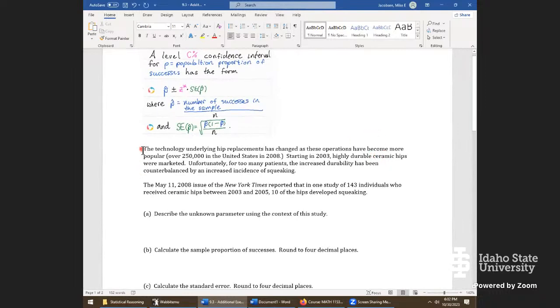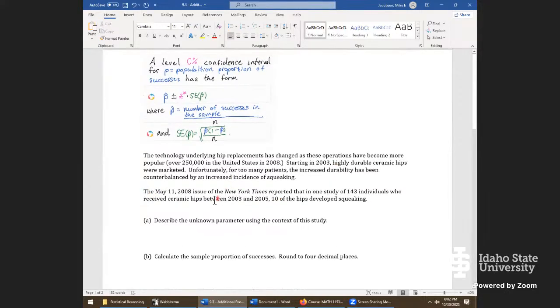It says, for the context, the technology underlying hip replacements has changed as these operations have become more popular. Next, starting in 2003, highly durable ceramic hips were marketed. Unfortunately, for too many patients, the increased durability has been counterbalanced, that's probably a pun right there, by an increased incidence of squeaking. It sounds kind of funny, but you can imagine that's terrible. You use your hip a lot, you don't want to hear it squeaking every single time. This could drive people insane, and so there are a lot of angry customers out there. That's what this article is addressing.